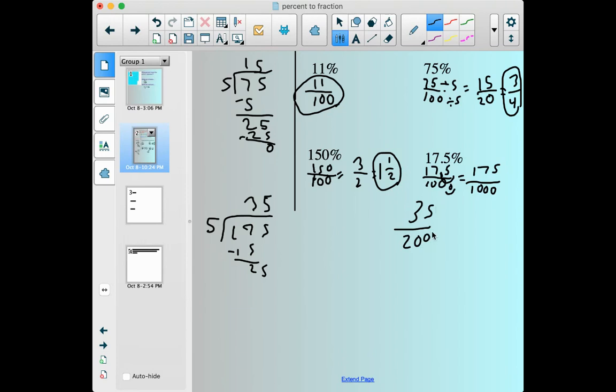And then you notice these are still both divisible by 5, so I can go again. 35 divided by 5 is 7. 200 divided by 5 is 40. So I end up with 7/40ths.